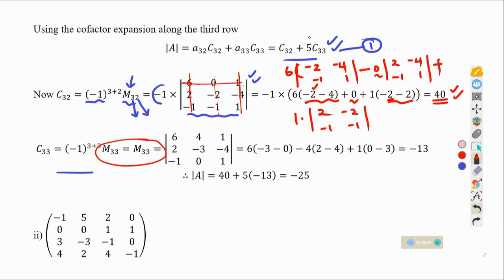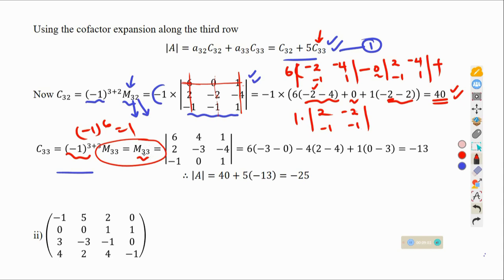So now next we need C of 3 3, the cofactor 3 3. To get the cofactor 3 3, we are saying the cofactor is, by definition, negative 1 to the power 3 plus 3 times the minor of 3 3. But negative 1 to the power 6 remains positive 1. So that's why we are having 1 times M33, which remains M33.